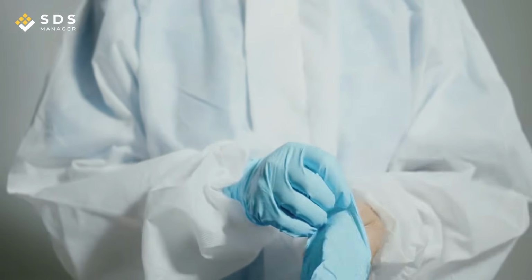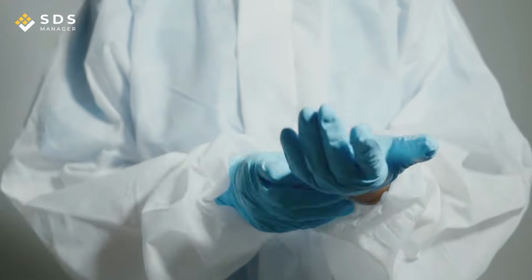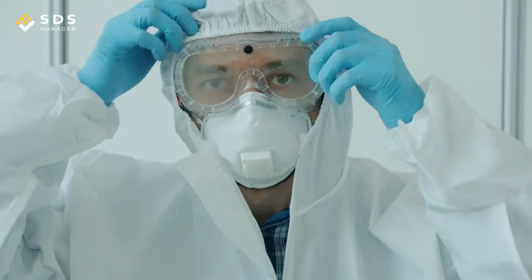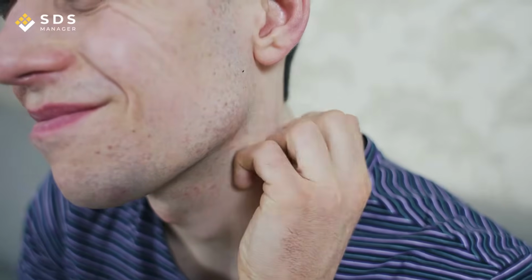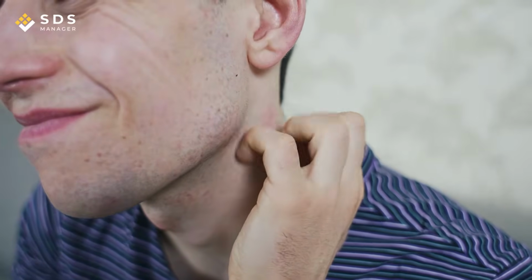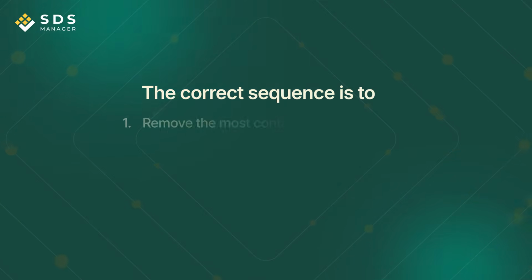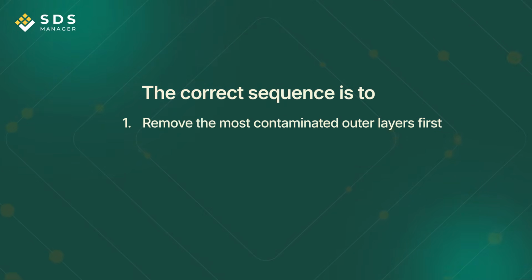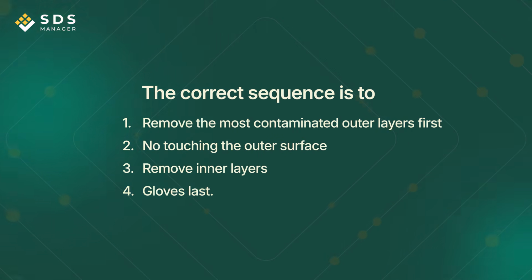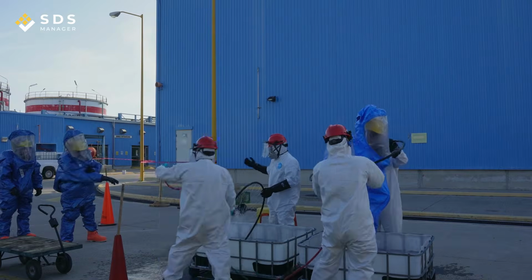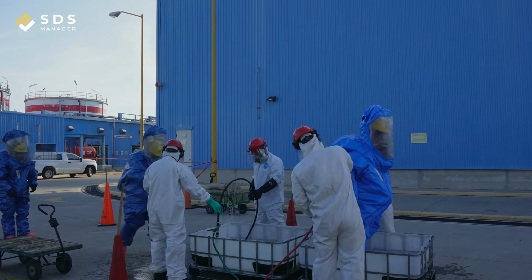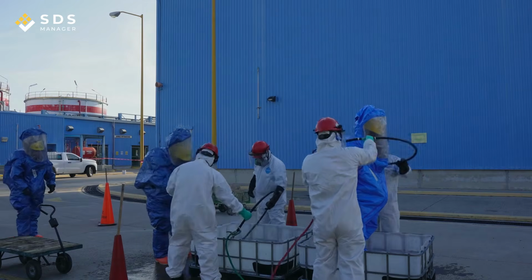Donning, doffing, and disposal. Putting on and removing PPE correctly is just as important as selecting the right equipment. Contaminated PPE removed carelessly can transfer chemical residue to the skin, particularly the hands and face. The correct sequence is to remove the most contaminated outer layers first. Without touching the outer surface, remove inner layers. Gloves last. Disposable PPE should never be reused. Reusable PPE must be decontaminated and inspected before being returned to service.